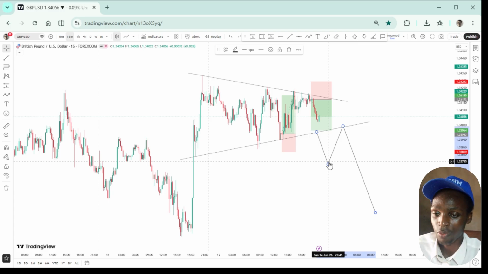But if I see the fourth touch did not break, and the fifth touch breaks, I will wait for it to retest before I execute that trade, to serve as confirmation.